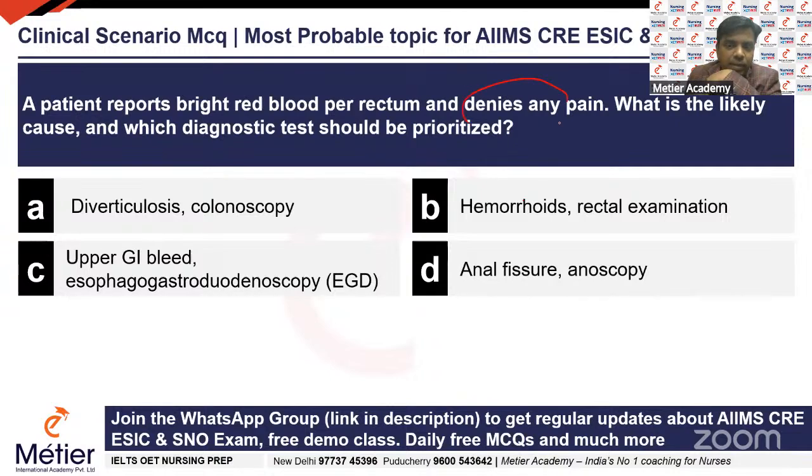and denies any pain. People are giving bright red blood stool per rectum, and there is denies any pain. What is the likely cause and what diagnosis should be prioritized?